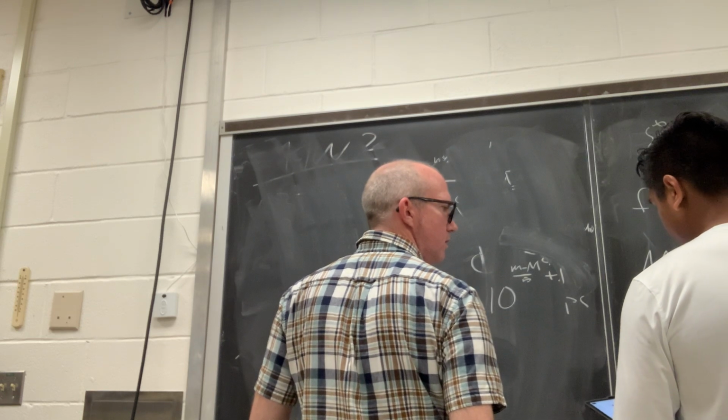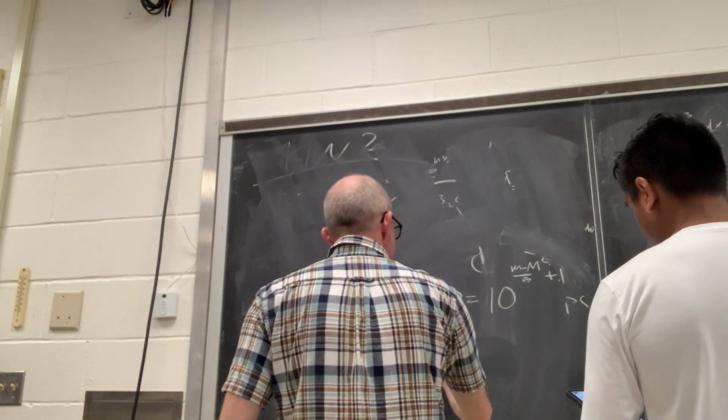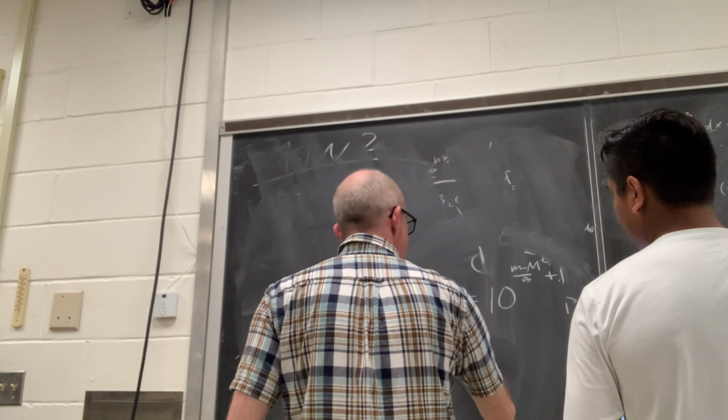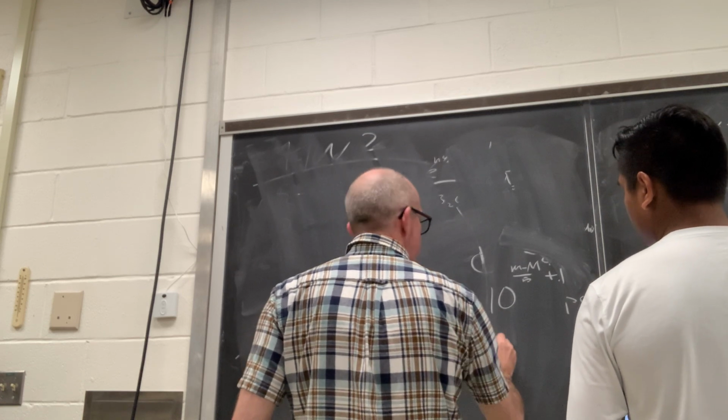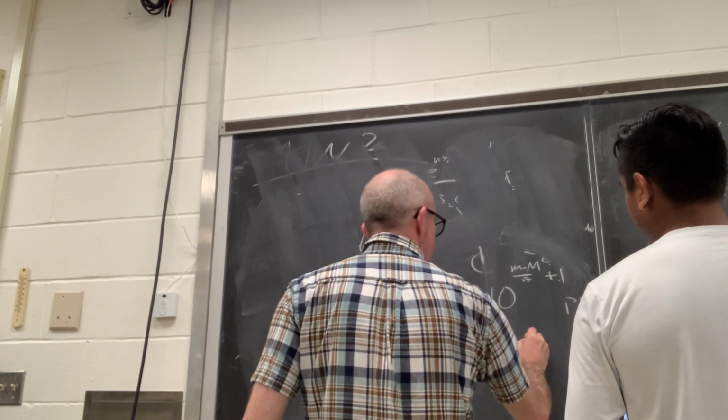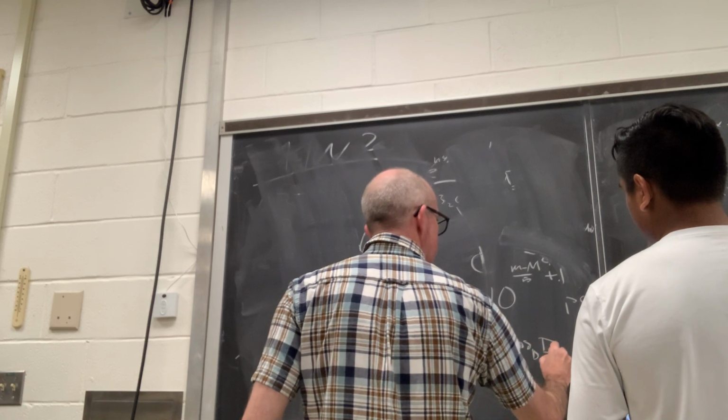Why is it over 5? So the distance modulus is little m minus big M, right? And this is 5 times the log base 10 of the distance over 10 parsecs.